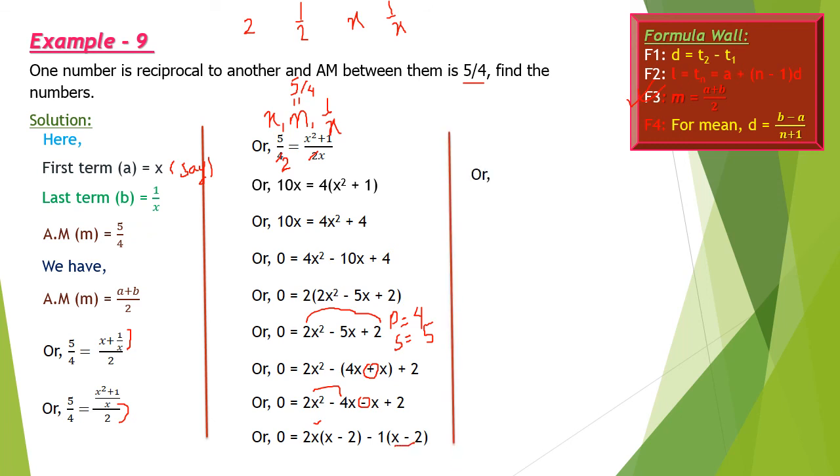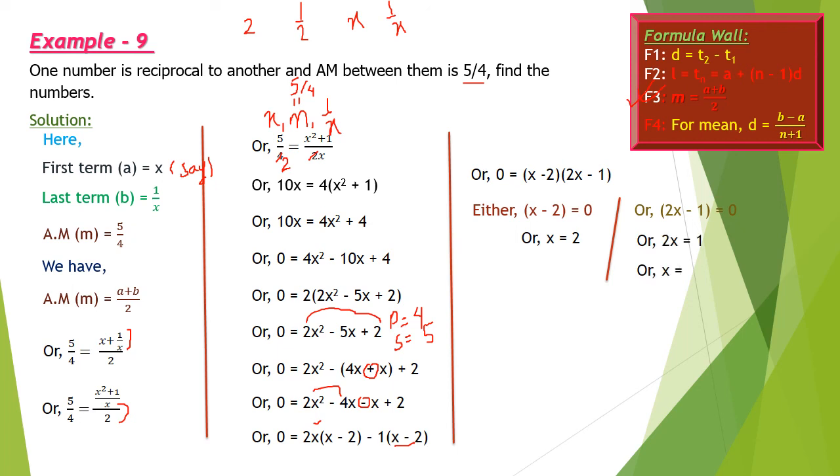Now there are only 2 terms, x minus 2 is common from both, x minus 2 and 2x minus 1. Now either x minus 2 is equal to 0 or 2x minus 1 is equal to 0, or x is equal to 2 or 2x is equal to 1, or x is equal to 1 by 2. So our numbers are 2 and 1 by 2. Hence the numbers are 2 and 1 by 2.